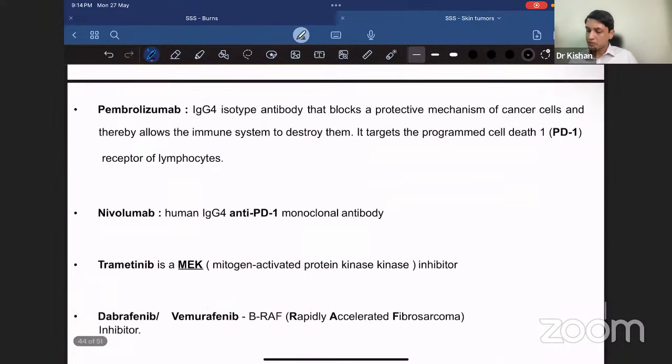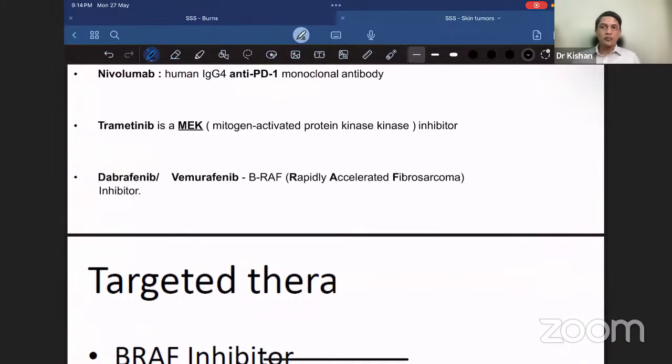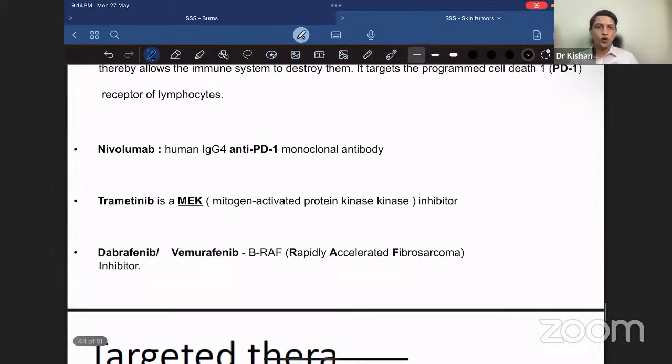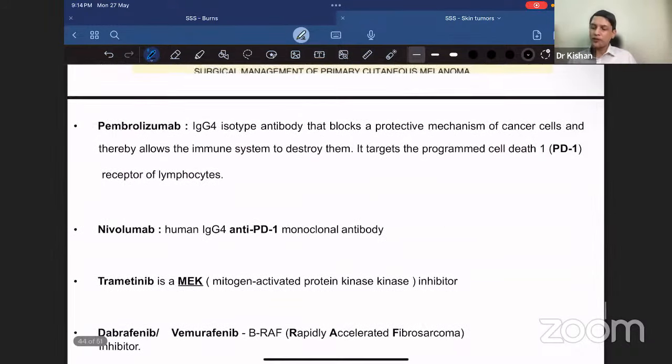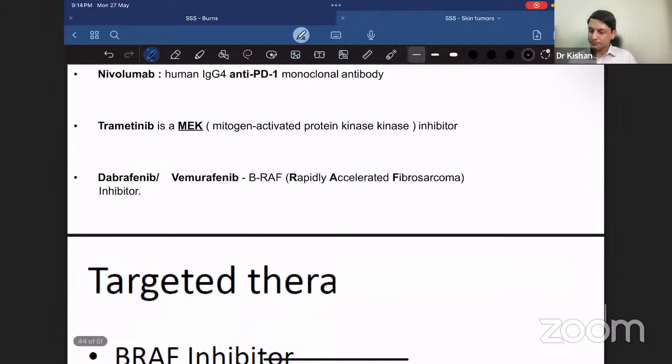Treatment: the best is surgical treatment, surgical excision. You also have some monoclonal antibodies nowadays. I included this mainly for entrance point of view, not for final years, so I'm skipping it. I'll anyway give the PPTs. You have a lot of monoclonal antibodies these days which act against malignant melanoma, and these can be utilized very effectively in many ways.